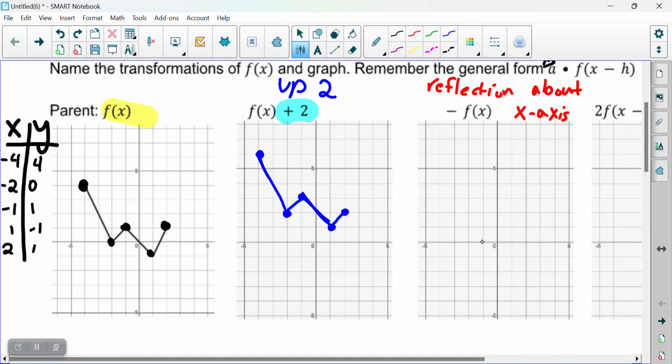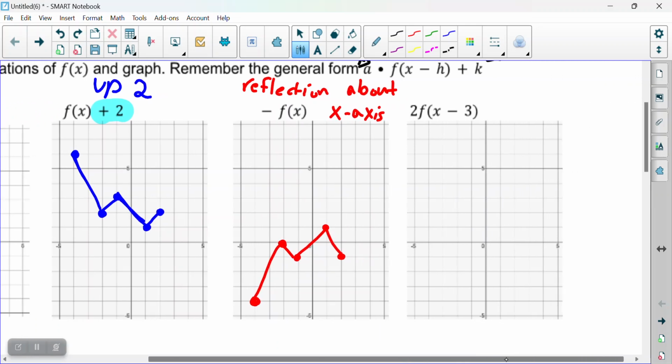So the first point, -4, 4. -2, 0. Okay. -1, 1. It's going to flip to the negative. 1, -1. It'll flip to the positive. 2, 1. 2, -1. And if I connect the dots, it's like your picture flipped over. How did it flip? All these negatives.